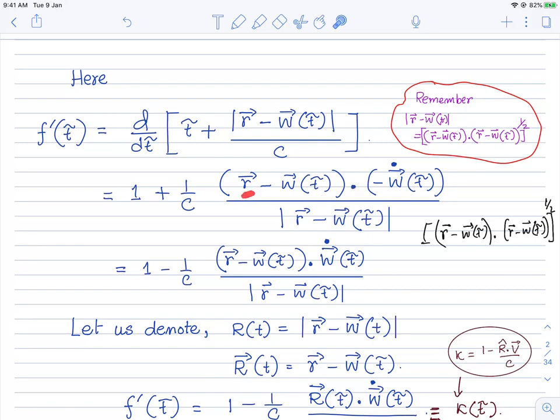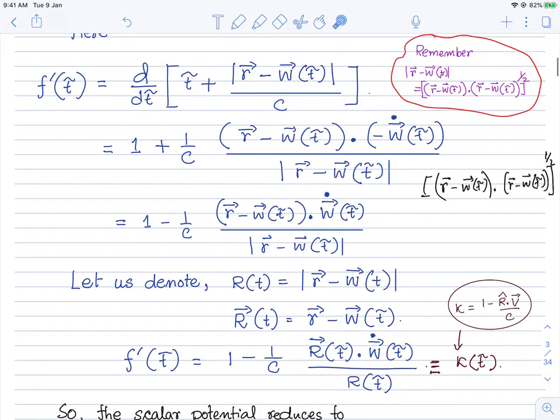So the derivative with respect to t tilde, when it hits the r coordinate, vanishes because it doesn't depend on t tilde. But when it hits the w, it gives you the velocity. So this is the velocity. Okay, and this minus sign remains here because there's a minus sign here. Okay, so that is what you get. And you see, it turns out to be quite simple.